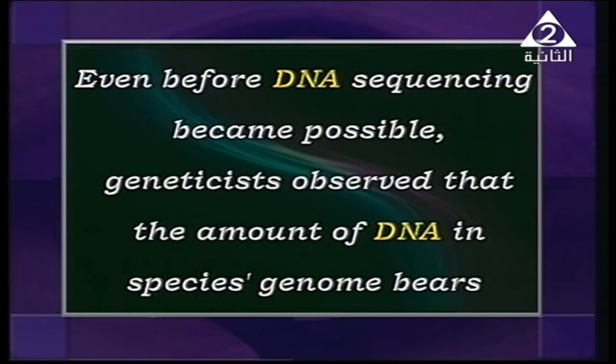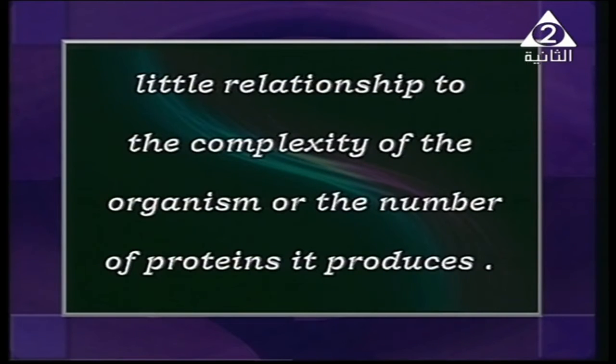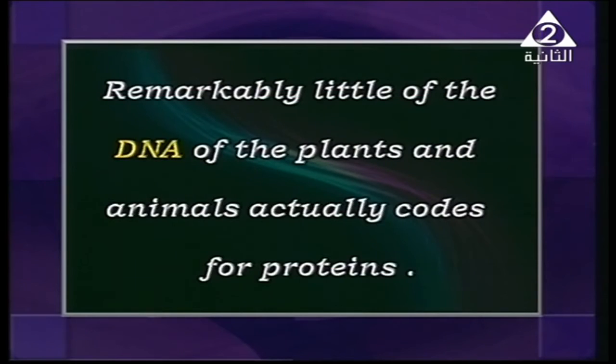The scientists of genetic engineering observed that the amount of DNA in a species' genome bears little relationship to the complexity of the organism or the number of proteins it produces. And remarkably, only a little of the DNA of plants and animals actually codes for these proteins.